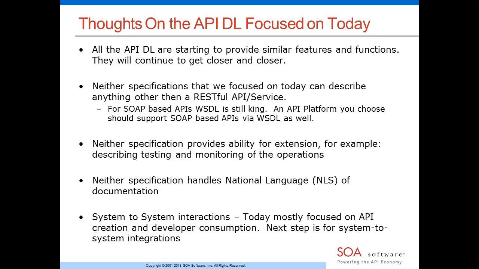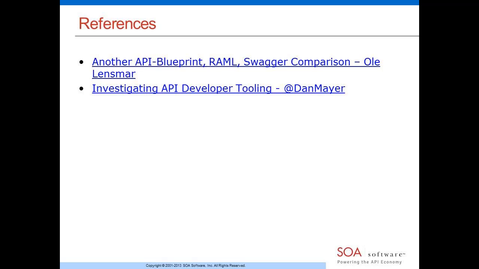I want to thank Oli Lensmar. He had this presentation that he gave at API Strats in March, I think it was. Great, nice presentation. You might want to take a look at that. That contains some comparisons as well for API Blueprint, RAML, and Swagger. Dan Meyer has a great long blog about API developer tooling, so you will want to take a look at that as well. So I think we have a few minutes for some questions.